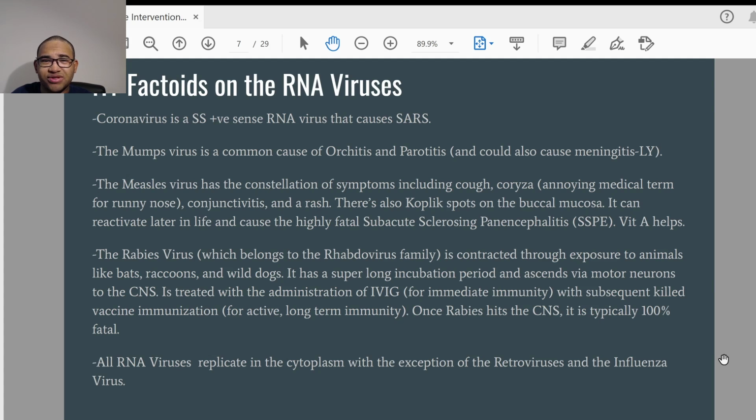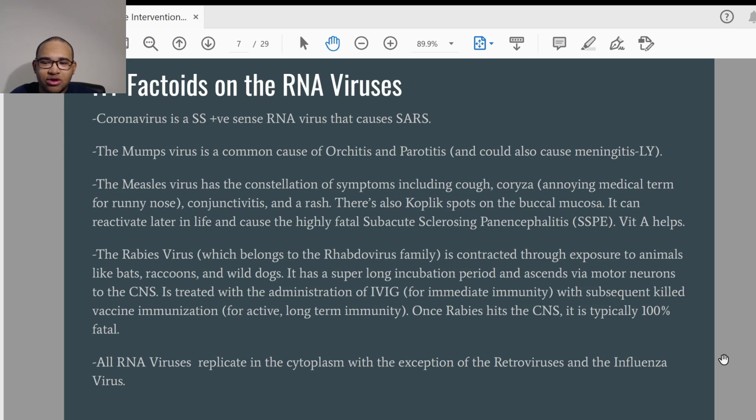And then don't forget the mumps virus. The classic presentation will be a person that has parotitis, and orchitis, so that's like big testicles. It could also cause meningitis, but that's a little lower yield.